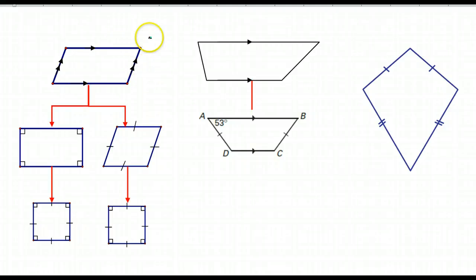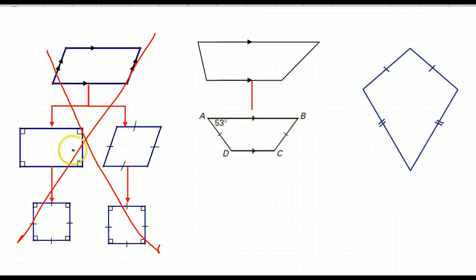That means it's not any of these parallelograms. Okay, it's not a rhombus, it's not a rectangle, it's not a square. So the only possible options so far are trapezoid and kite.